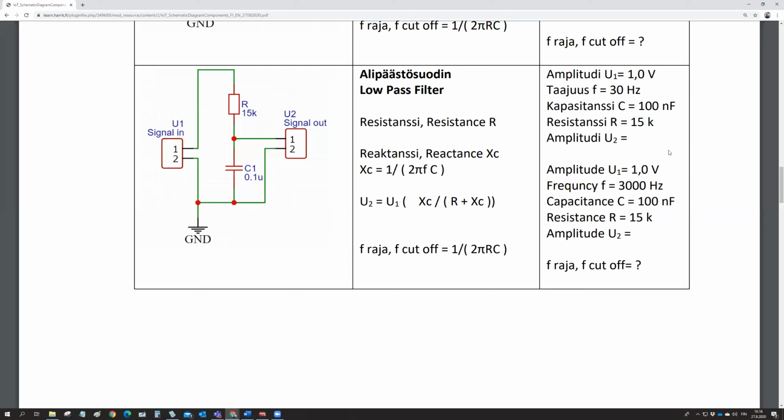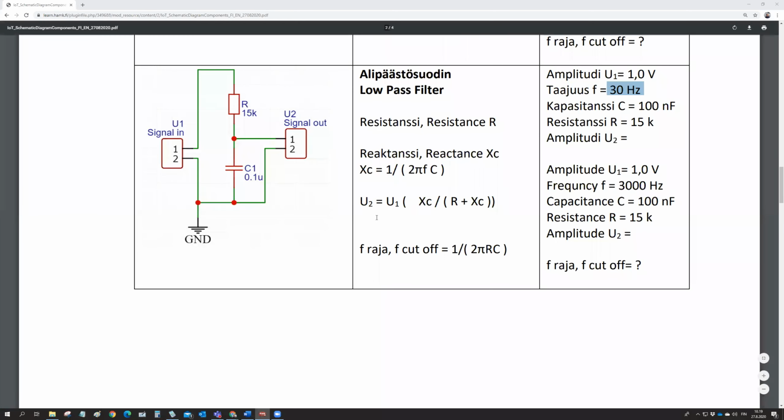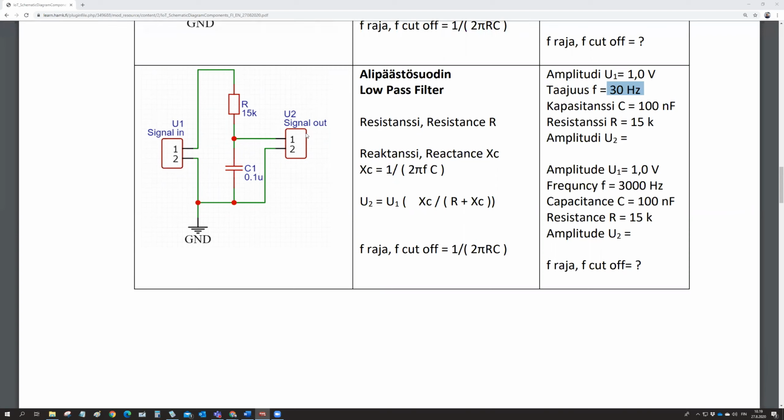And now it's your time to calculate with these values. With the same 30 Hertz, 3000 Hertz, and which one is going through. So the students were calculating what comes out when you feed in the signal with the 30 Hertz, and then it comes out almost with the original amplitude. So if you put in amplitude 1, it comes out as a sinusoidal wave with an amplitude of 0.78 volts. So almost like the original.